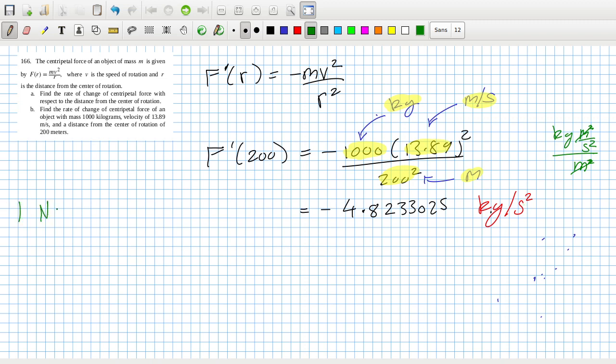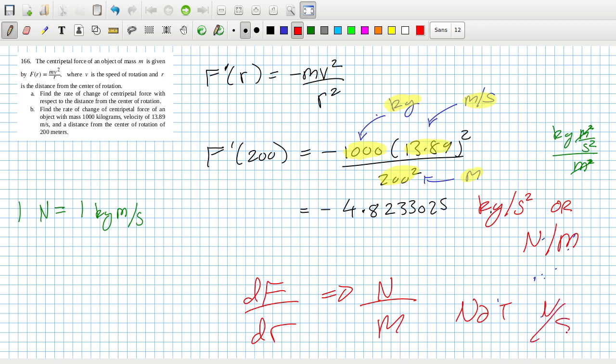1 newton is 1 kilogram meter per second squared. So if I wanted to change this into newtons, I'd have to introduce a meter on the top, put a meter on the bottom, and then kilogram meter per second squared. Oh, it's newtons per meter, of course, because dF dr is in newtons per meter, not my mistake of newtons per second.